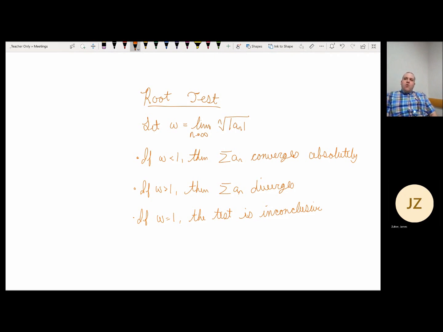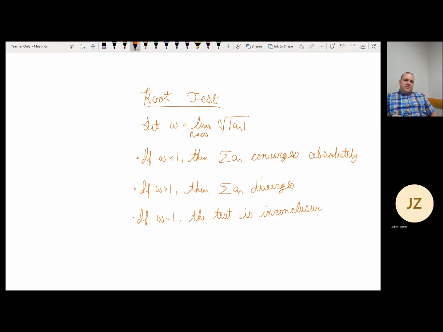Outcome's the same. The only thing that's different is the limit that we're looking at. The test is perfect for series where the term is raised to the nth power. So if we wanted to, it would work. The what test? The ratio test. You could, but the limit is a lot more hideous than this limit.